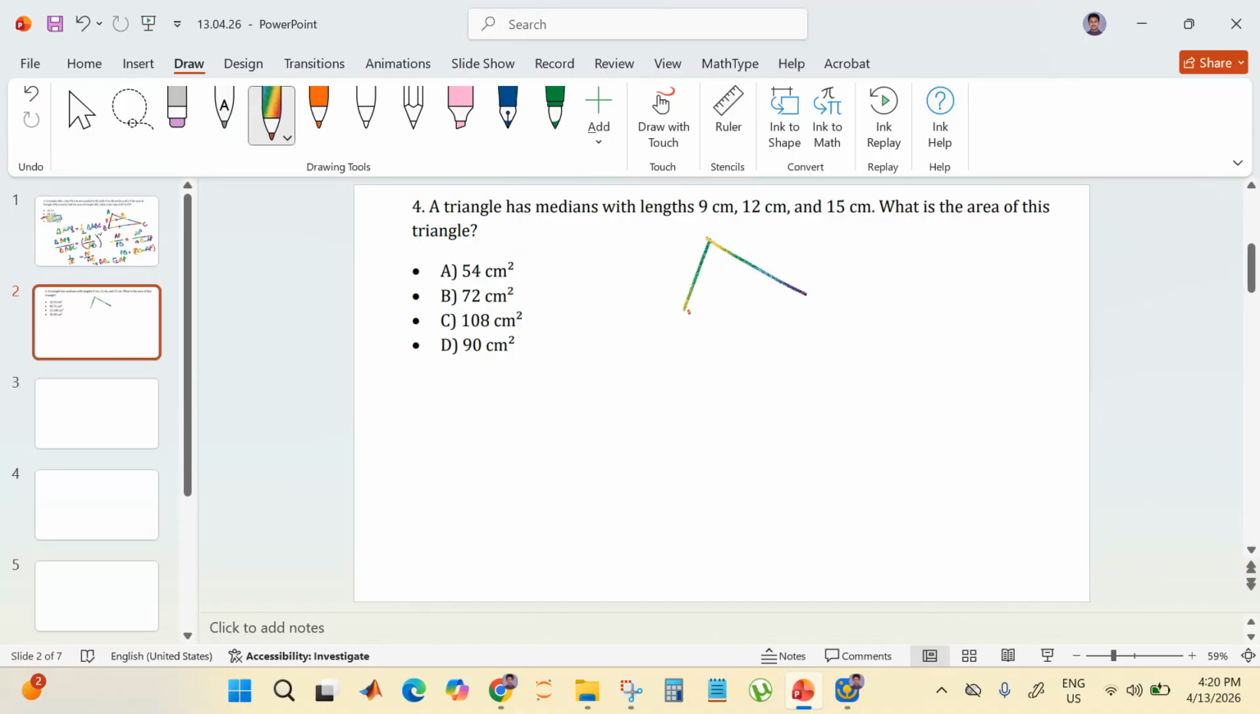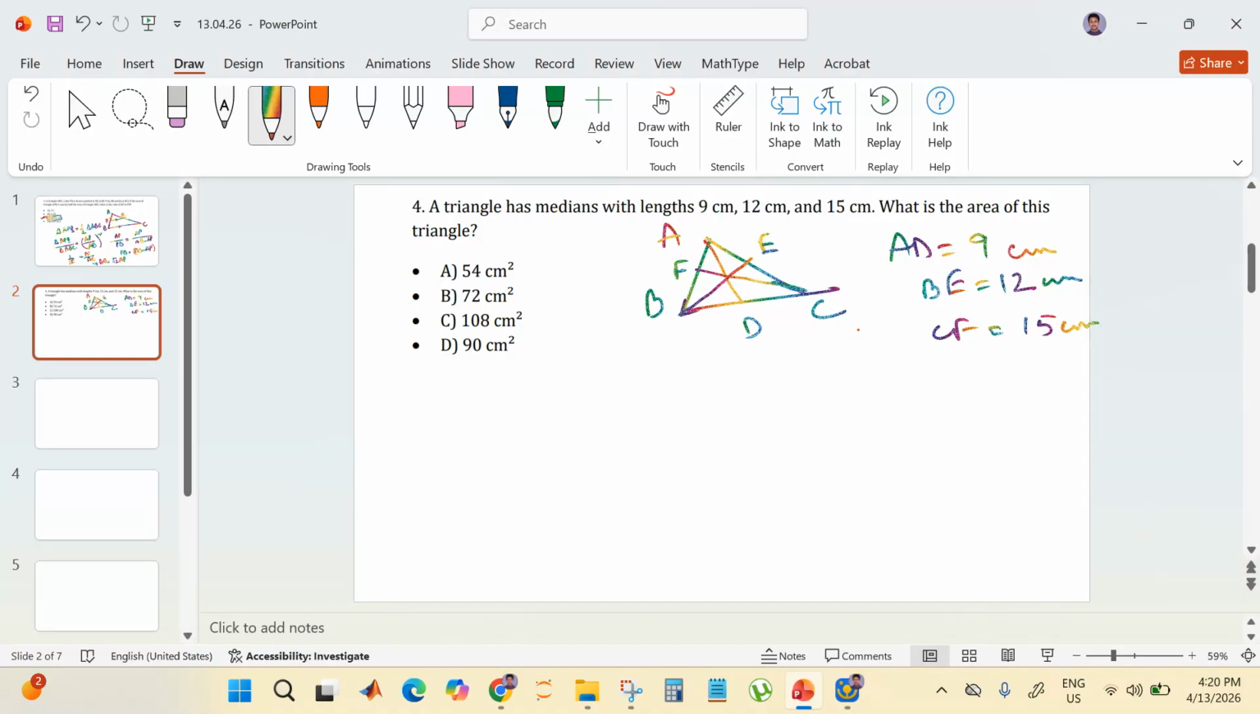Actually, if we consider a triangle, suppose ABC, and AD is a median, BE is another median, and CF is another one. Okay, AD equals 9, BE equals 12, all in centimeters, and CF equals 15 centimeters. Find the area of the triangle ABC.